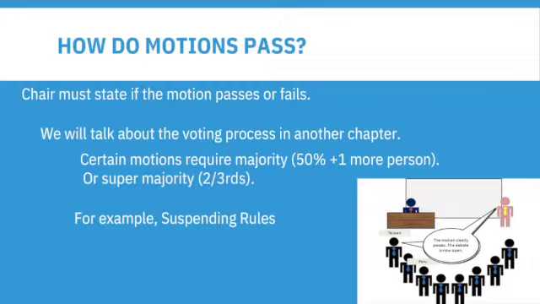We'll talk about how certain motions do require a majority, and we talked a little bit about majority in chapters 1 and 2. Or you can have a supermajority, which we consider two-thirds. An example of that is suspending the rules. But for a motion, either the yeas have it or the nays have it, and the chair must let the assembly know what happened with the motion. And we'll run through a little script of a motion from start to finish in a moment.